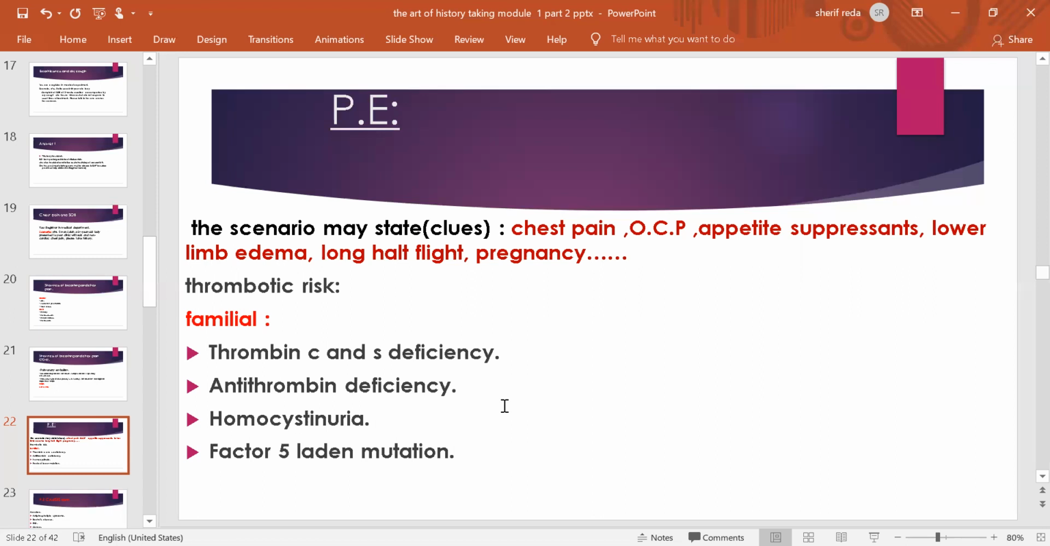What is the differential diagnosis, or what are the causes of pulmonary embolism? We have familiar causes like protein C and S deficiency. I hope this is a useful revision for you. And antithrombin deficiency, homocystinuria, and factor V Leiden mutation.